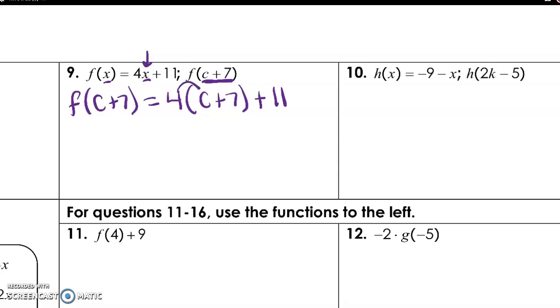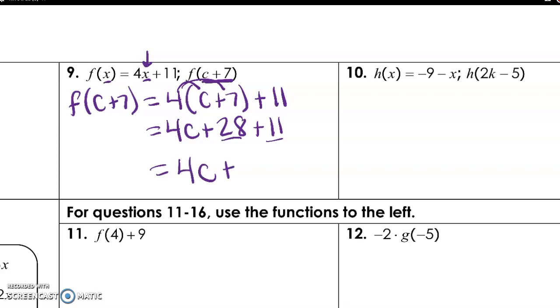Now you distribute: 4c plus 28. Don't forget to bring down the plus 11. Combine our like terms. Your final answer is 4c plus 39. So instead of getting an actual number, you're just going to get a new expression.